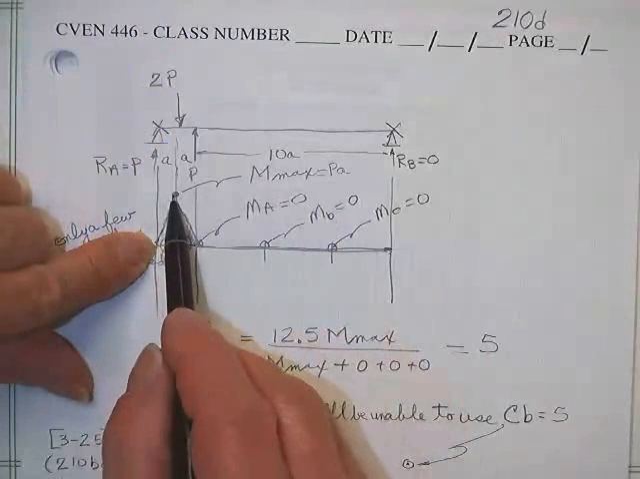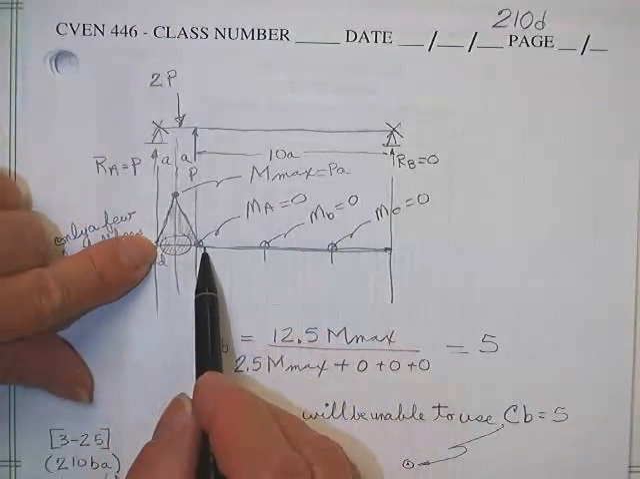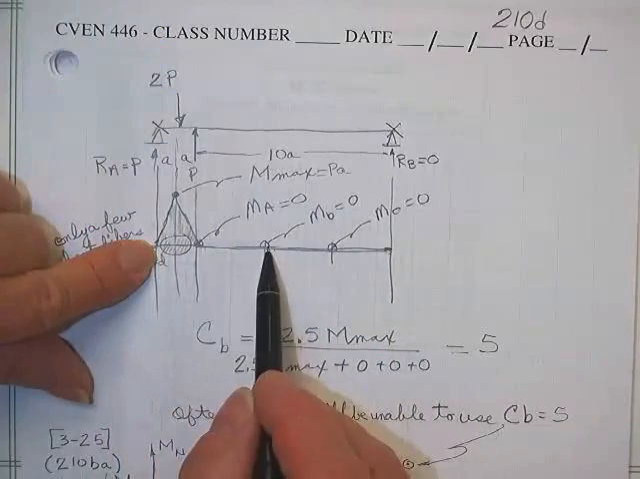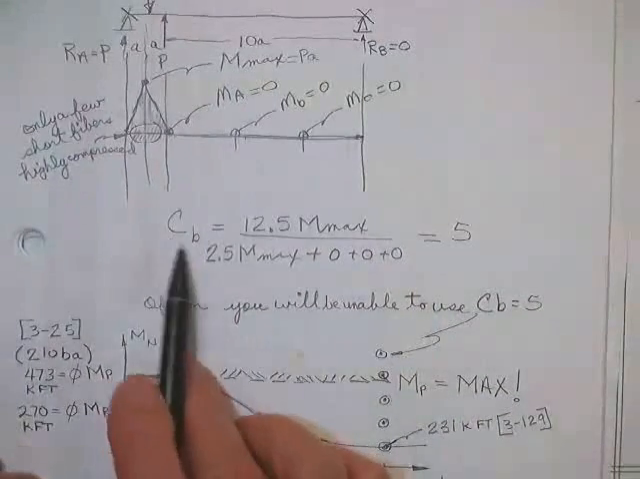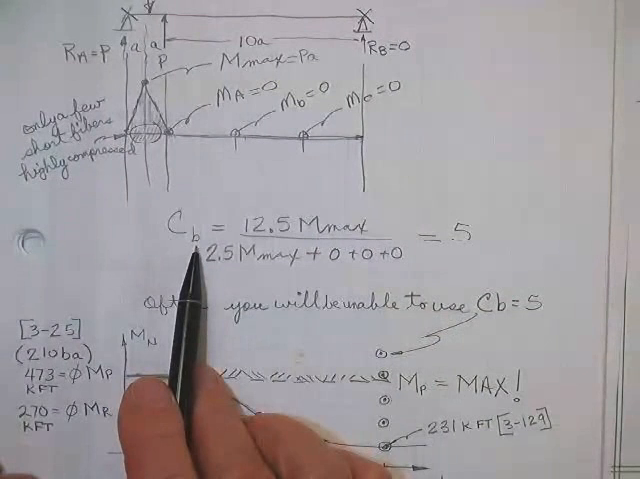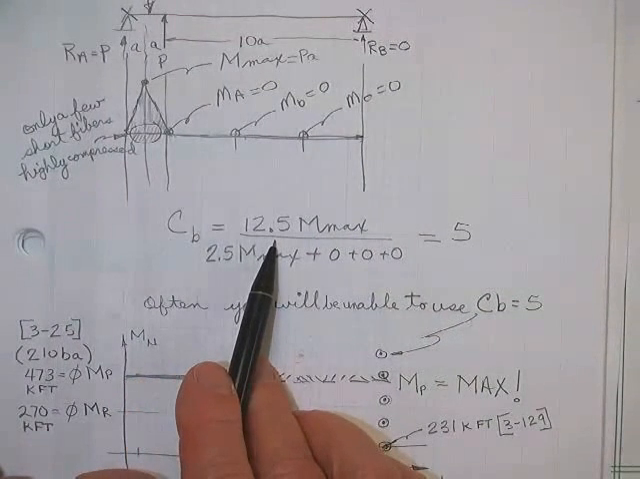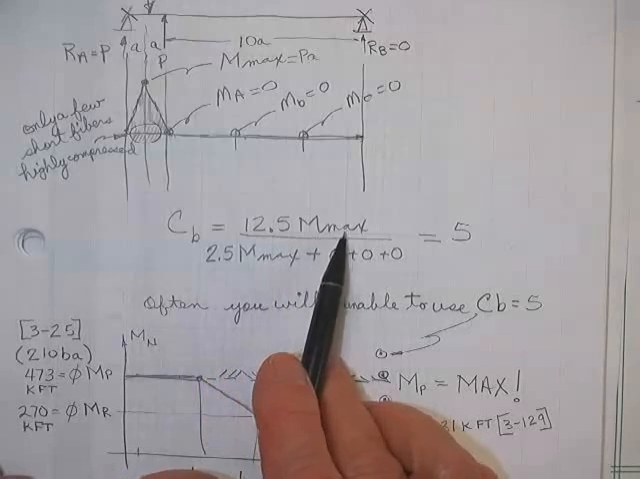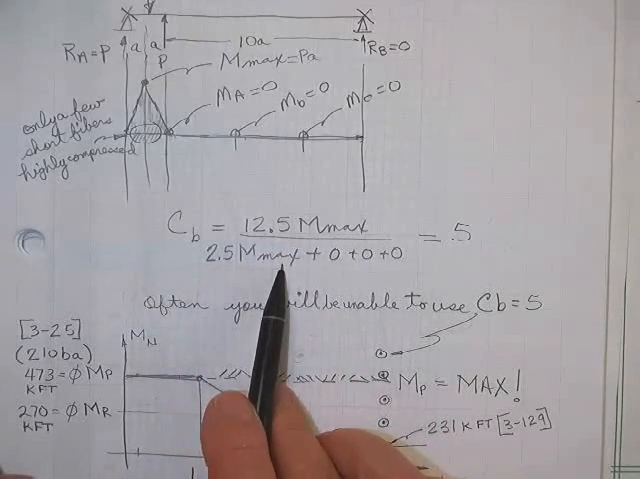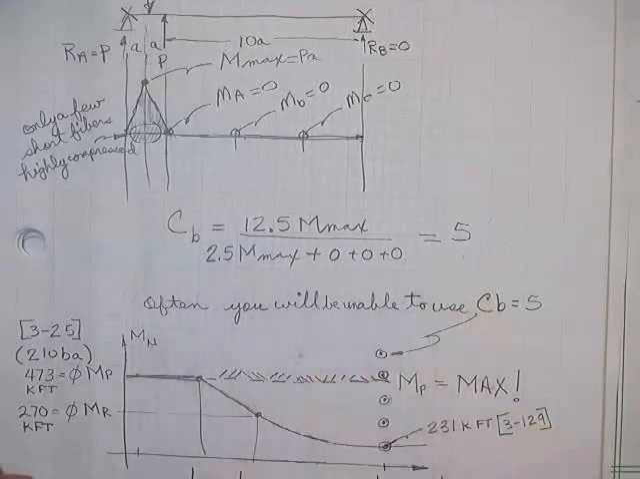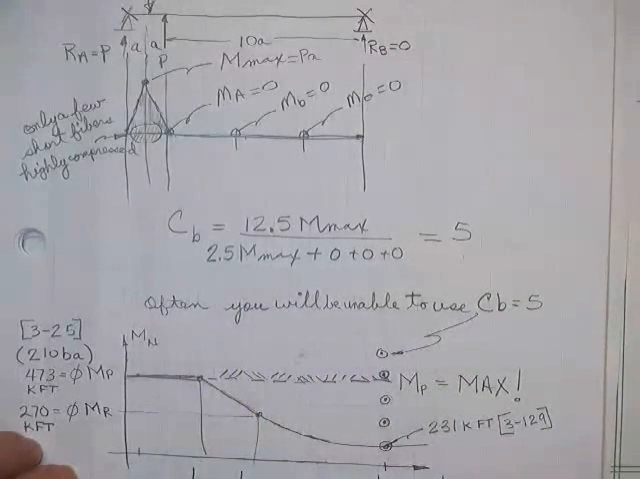And the M max is P times A, and the moment of the quarter is zero, and the moment of the half is zero, and the moment of the C is zero. When I plug that into the C sub B correction factor, 12.5 times P times A, divided by 2.5 times P times A, plus 0, plus 0, plus 0. All right. I get a correction factor of 5.